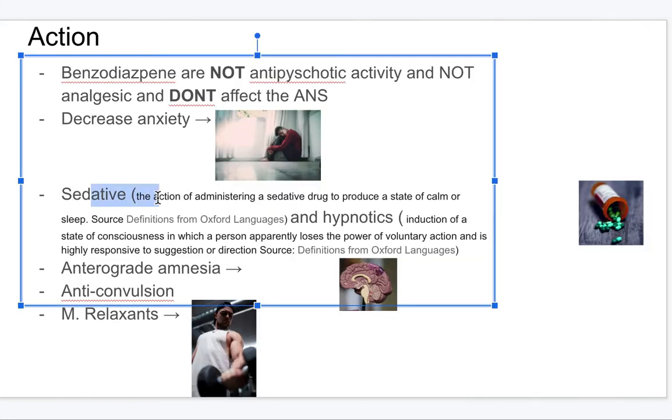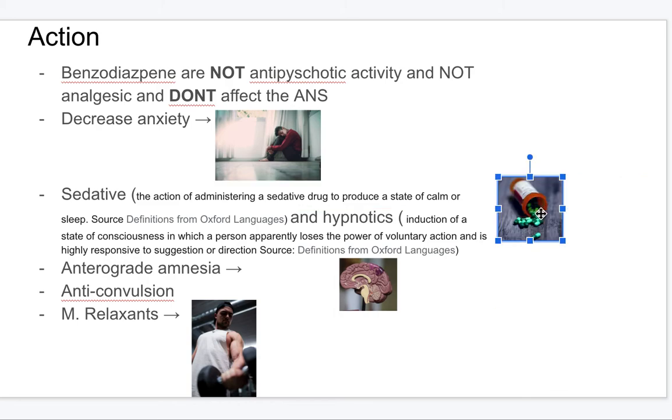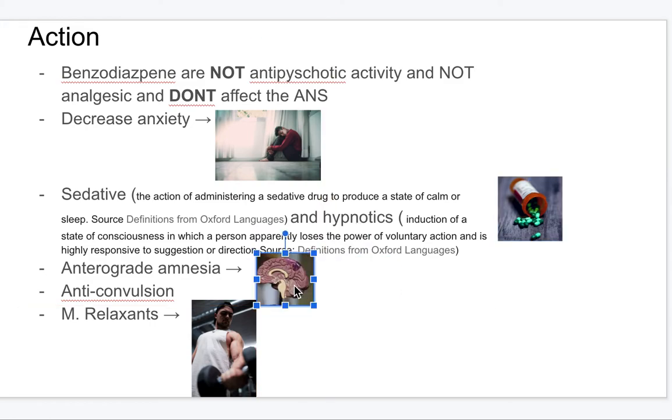And it is sedative. Like the picture I put over here, sedative means a drug that is able to produce a state of sleep or calmness. The next thing is it can cause hypnosis, which is the induction. In hypnosis, you lose the ability to do voluntary actions. That's the main thing, hypnosis. The next thing is memory, amnesia. You can lose memories over here.